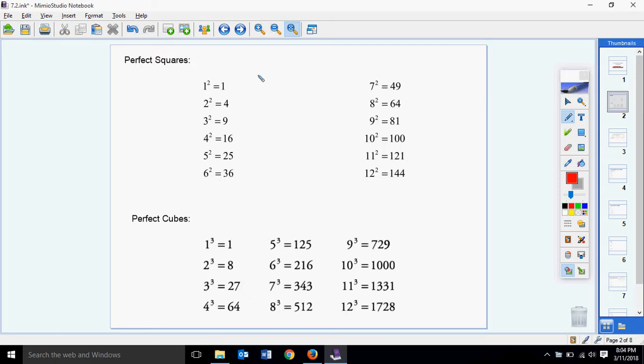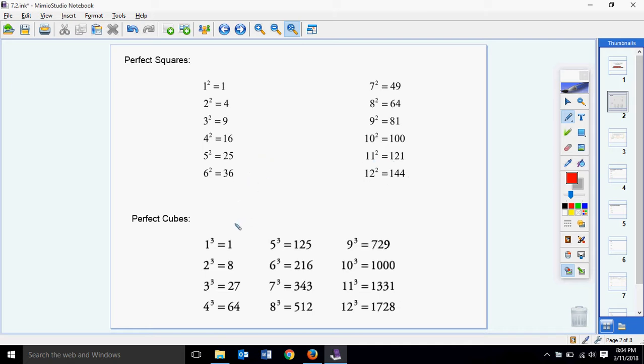So just a reminder of the perfect square numbers: 1, 4, 9, 16, 25, 36, 49, 64, 81, 100, 121, and 144. And it gives you what number squared is equal to that perfect square. Those will come in handy this chapter.